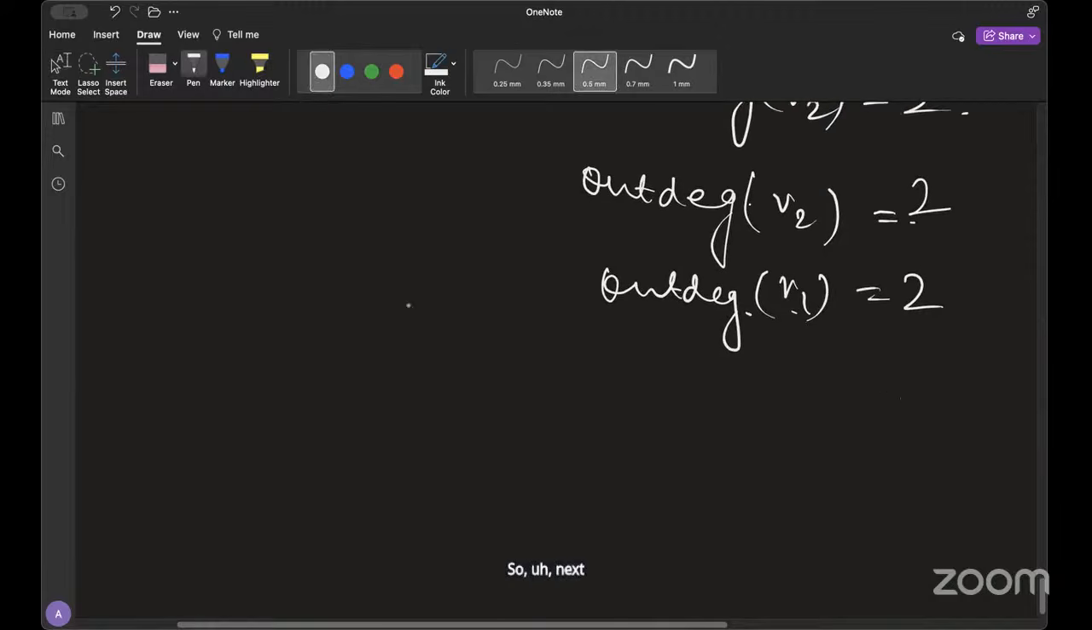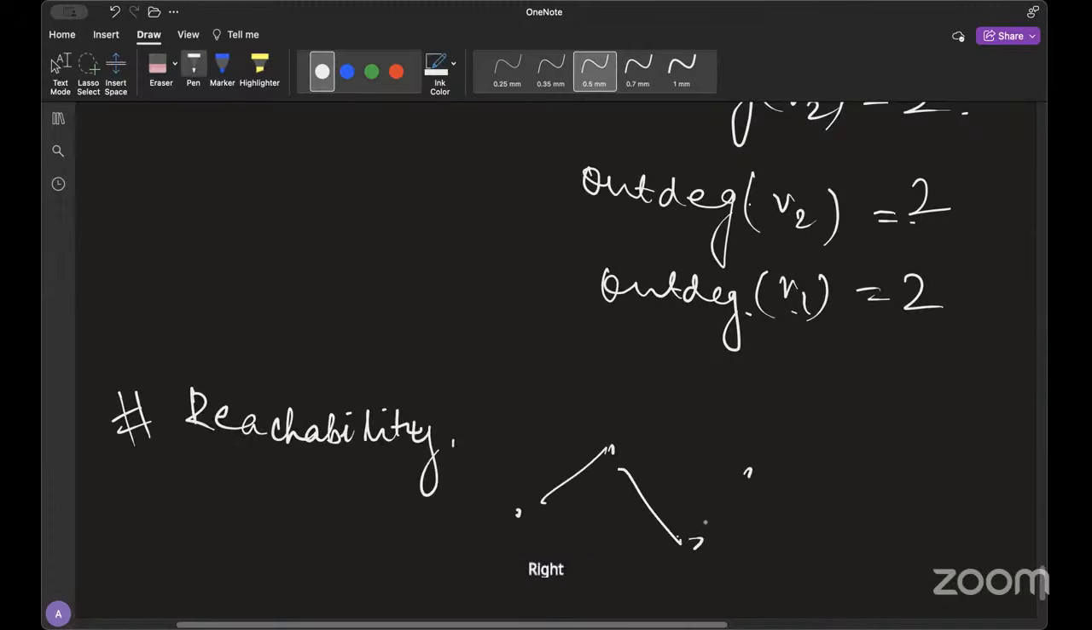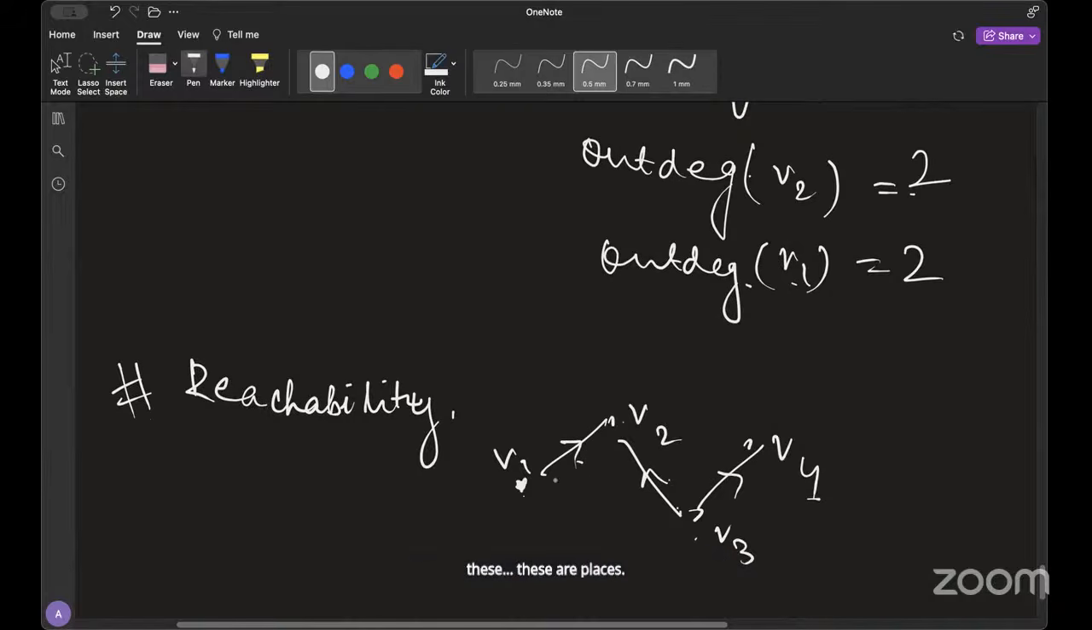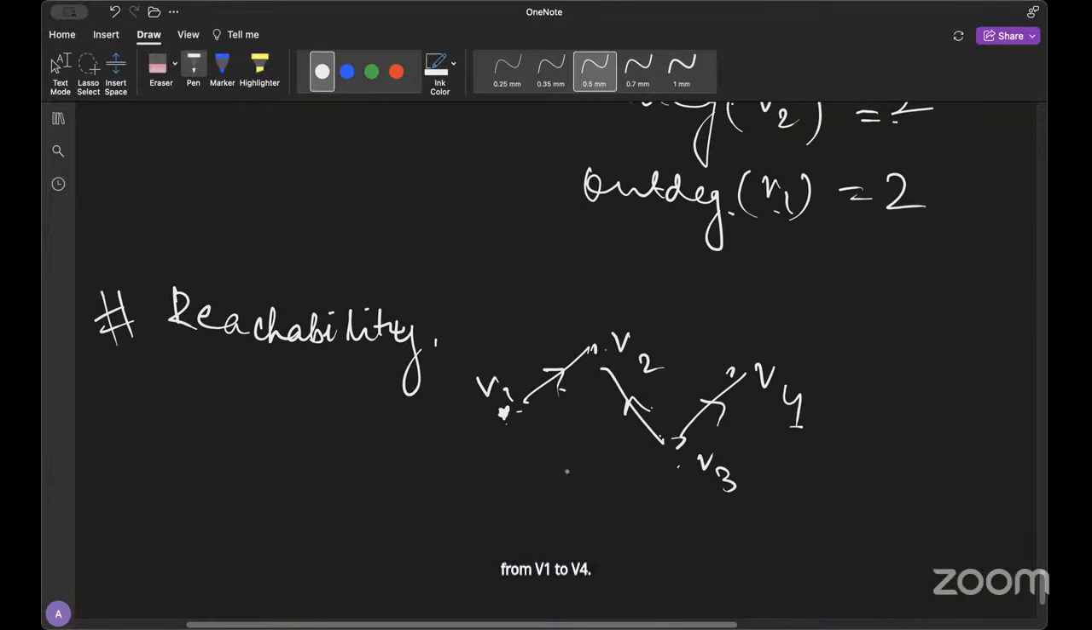So next topic is reachability. Reachability means, let's say you have some graph, right? These are the vertices here. Then let's take a very simple example. Let's say these are places, and this means whether we have a road between V1 and V2. So can I go from V1 to V4 following these roads? Obviously no, assuming there's no other path. So you can't go from V1 to V4, right?